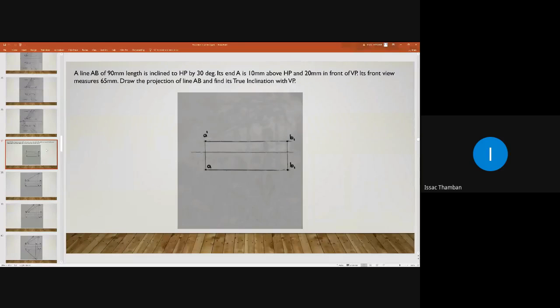A line AB of 90 mm length is inclined to SP by 30 degrees. Its NDA is 10 mm above SP and 20 mm in front of VP. Its front view measures 65 mm. Draw the projection of line AB and find its true inclination with respect to VP. It's another type of problem.